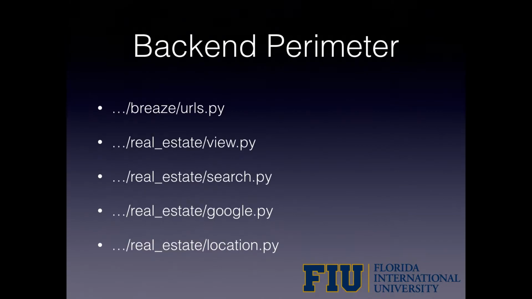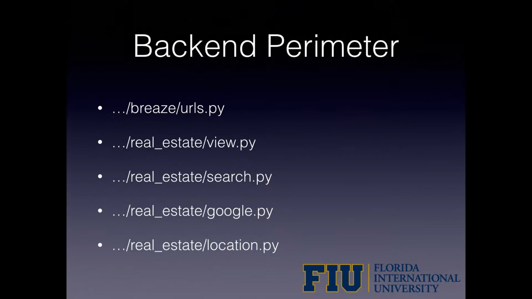Backend perimeter. This is a little lighter. So here are all the files that I modified in the backend, like the front end. If I were you, take a picture or pause the video. These are all the files I modified, and I'm going to discuss them really quick. urls.py just holds all the URLs for BreazeHome. In here, there's a URL to perform an address search. Usually, you won't need to modify anything there.